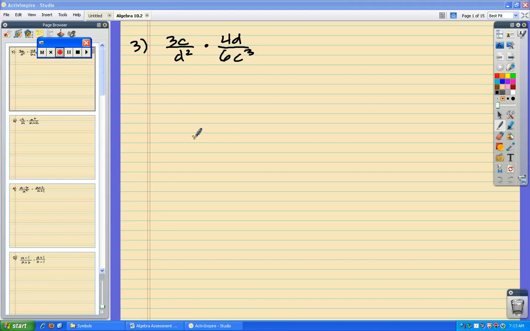Okay, you had page 437, numbers 3 to 45, every third. Okay, number 3, you have 3c over d squared times 4d over 6c to the third. I'm going to write this as one fraction.